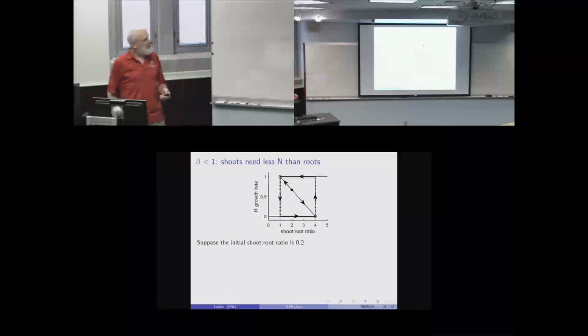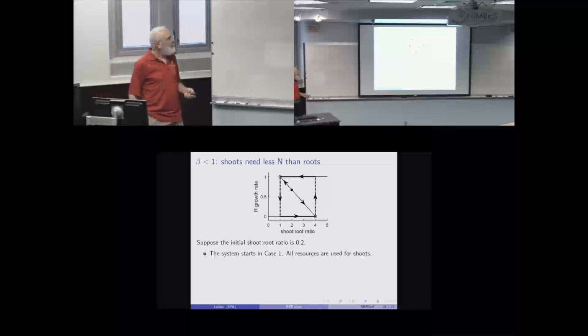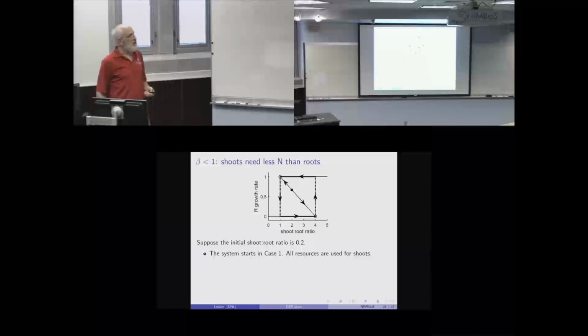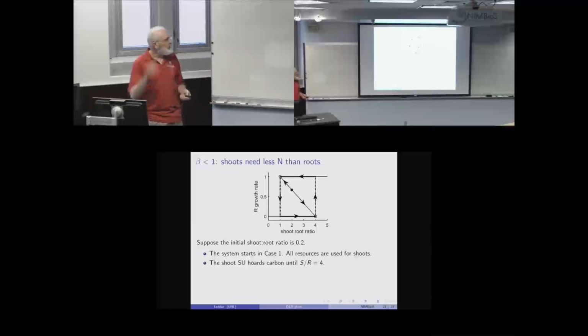So what I think actually happens is, let's say the initial shoot-root ratio is 0.2. So we're down here somewhere, just like we were before. The system starts in case 1. All the resources are used for shoots. So there is no carbon going downstairs. It's all being used at the shoot SU.